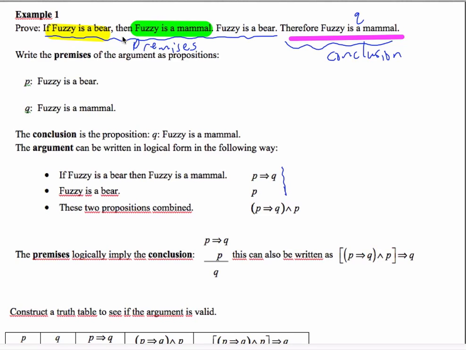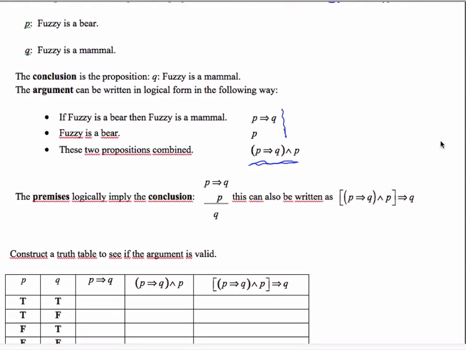Two different statements that we have. If Fuzzy is a bear, then Fuzzy is a mammal. That's P implies Q. And we have Fuzzy is a bear. That's P. So we put those two premises together using an and symbol here, and then we have all the premises together here. This is saying if Fuzzy is a bear, then it's a mammal, and we're also given that Fuzzy is a bear. So that's all your premises, and this is your conclusion.